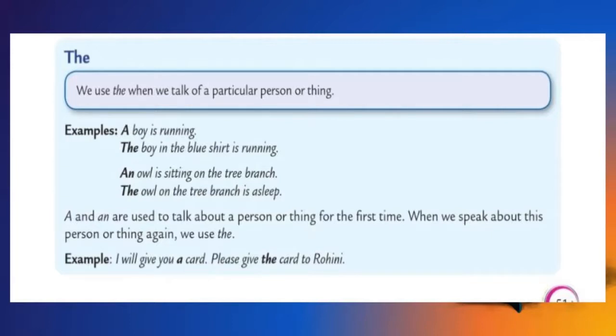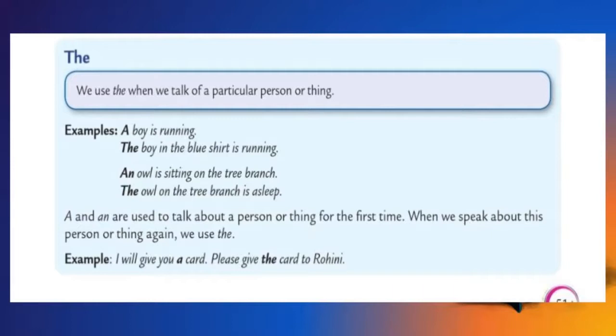A boy is running. The boy in the blue shirt is running. In the first example, in the first line, a boy is running. For the first time, we are speaking about that boy. So that's why we used a, because the first letter is a consonant. In the second line, the boy in the blue shirt is running. It means again we are speaking about the same boy. That's why we used the article the.